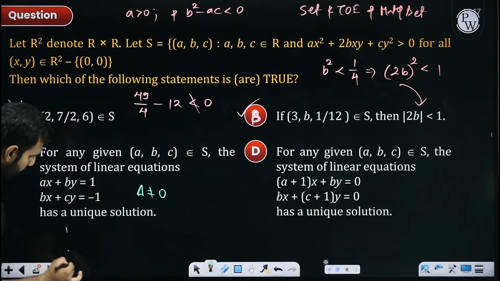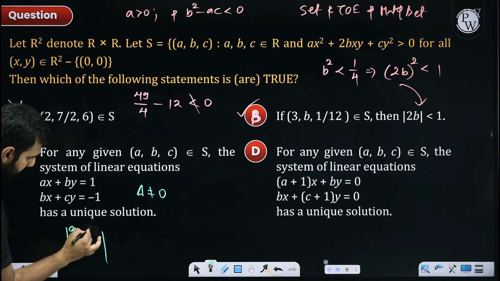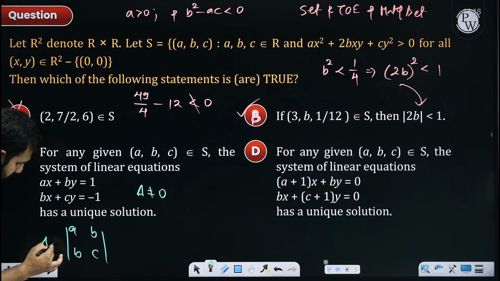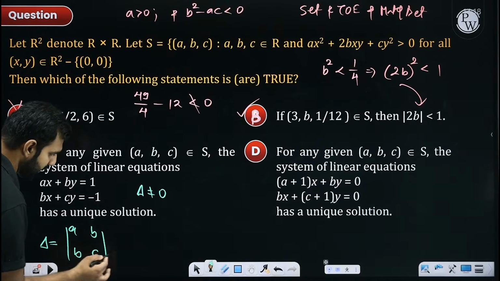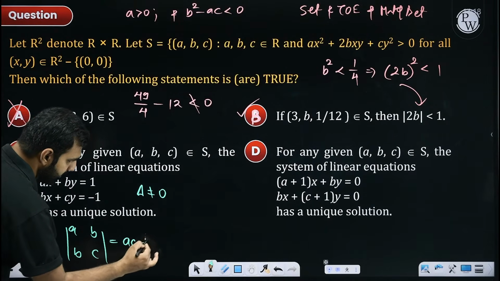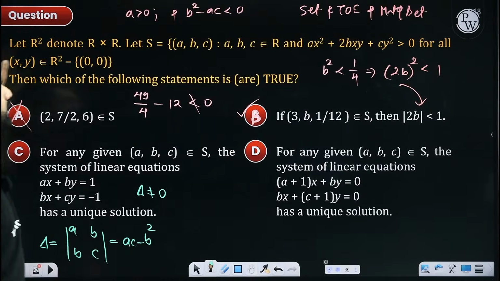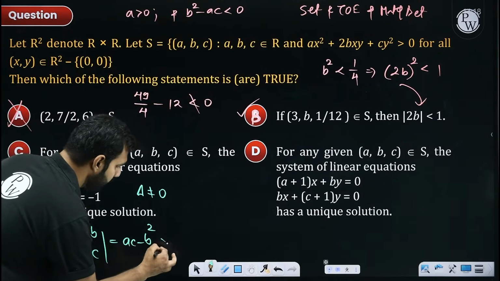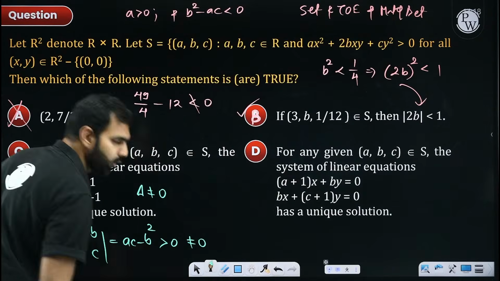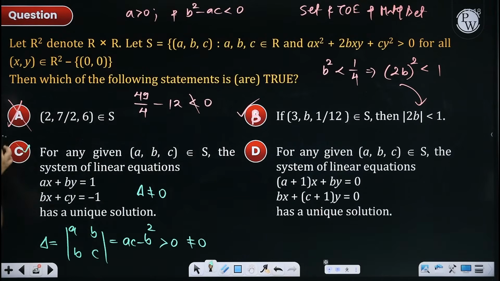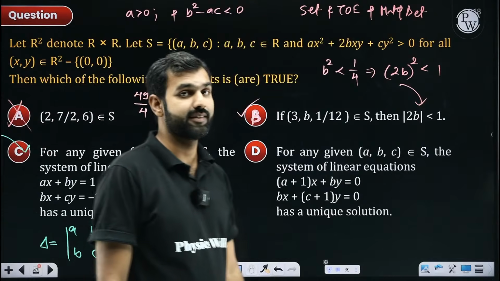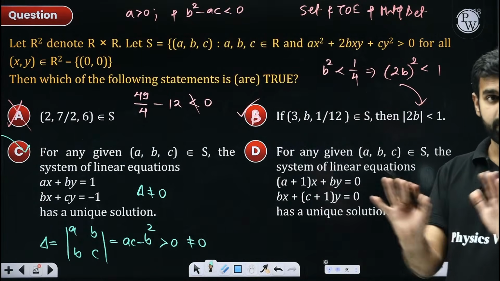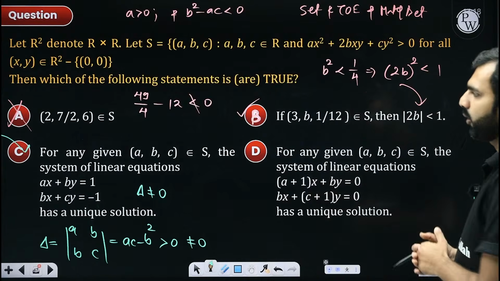Everybody? So with that, delta not being 0 means what? How do we find delta? A, B and B, C. This is the delta. So what is delta, B square minus AC or AC minus B square? So this is AC minus B square. So we knew B square minus AC is less than 0. So AC minus B square will be positive. That means it is not equal to 0. So yes, delta is not equal to 0. That means it has a unique solution. Option C is absolutely correct. Everybody got that explanation?